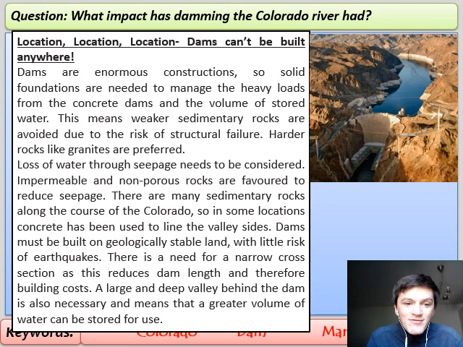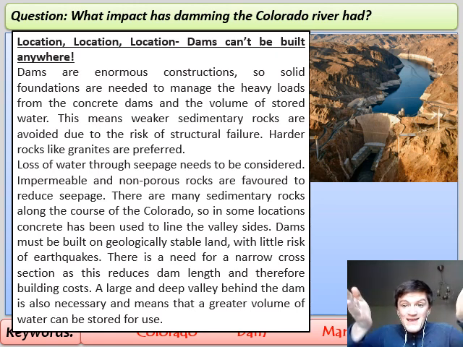There are many sedimentary rocks along the course of the Colorado, so in some locations, concrete has been used to line the valley sides. So they pumped concrete into the sides of the natural valley to make it better for humans. Obviously, that has huge environmental impacts for the animals and the other things that used to live there. Dams must be built on geologically stable land with little risk of earthquakes.